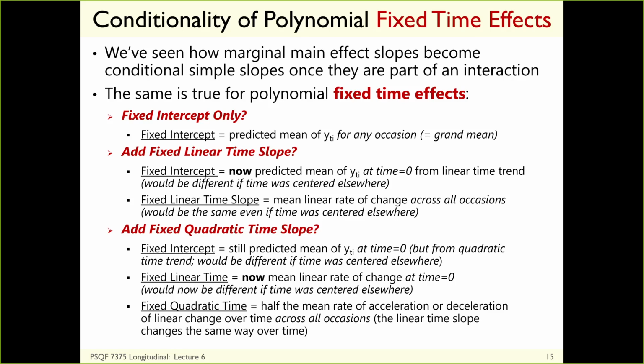Yep. So these things are all hierarchical. That means that you have to keep all of the lower order terms for the higher order terms to be interpreted correctly. So time squared is only a quadratic if it is above and beyond a linear effect of time kept in the model. Otherwise, it's some smush together of linear and quadratic that doesn't really tell you anything.